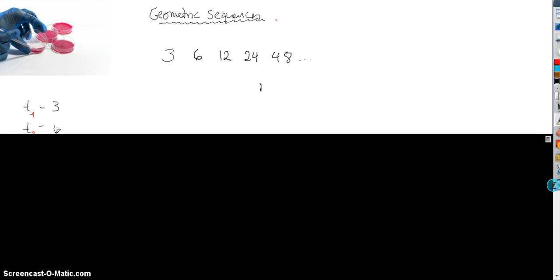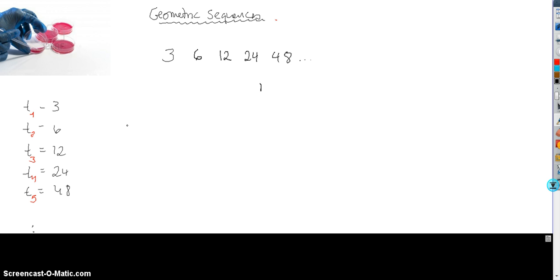If I write it as a list of terms like this, the first term is 3, then second term is 6, etc. Well, let's describe what's happening here from this term to that one. Here I am doubling. Again, I am doubling. Again, I am doubling. And so forth. So you can see that the thing that happens from one term to another is that it is multiplied by something as opposed to something being added.